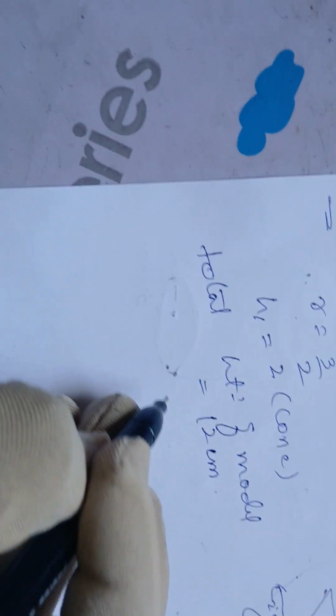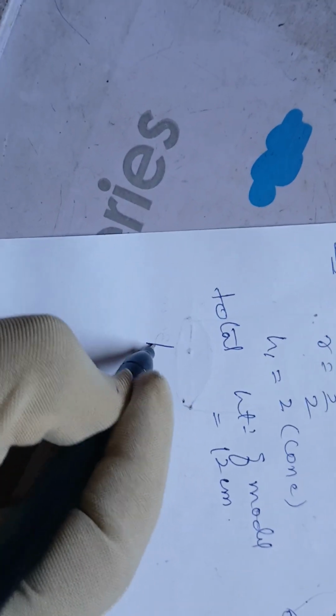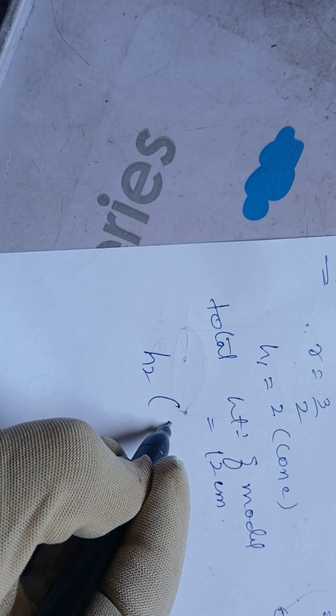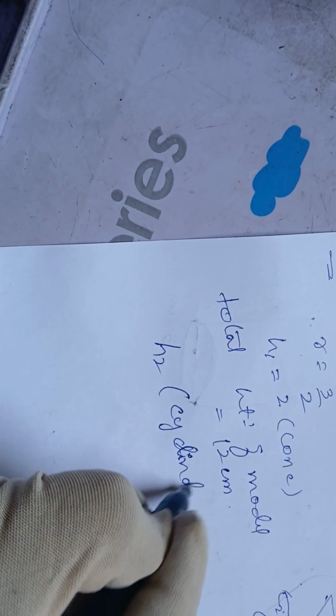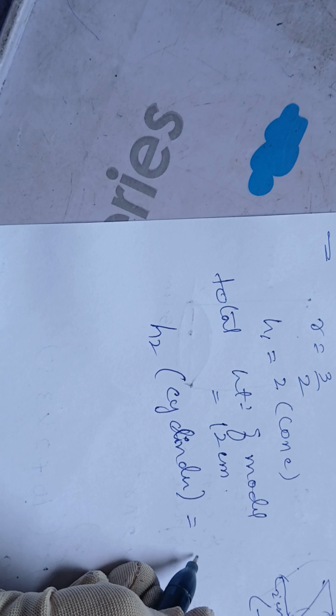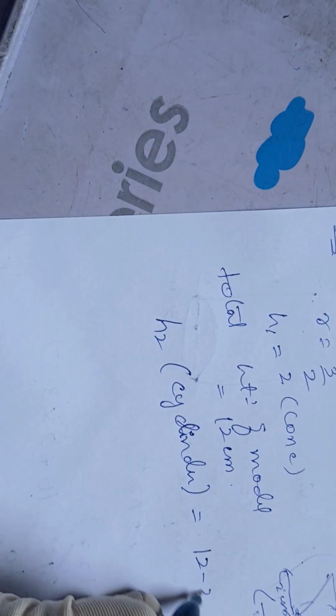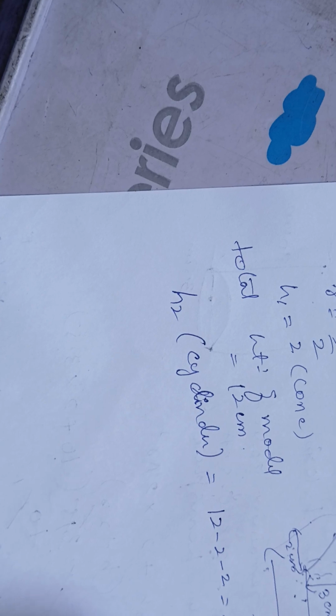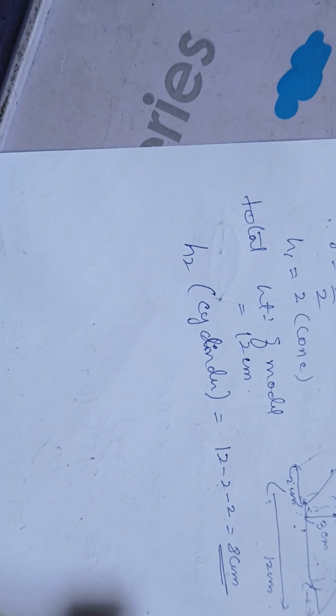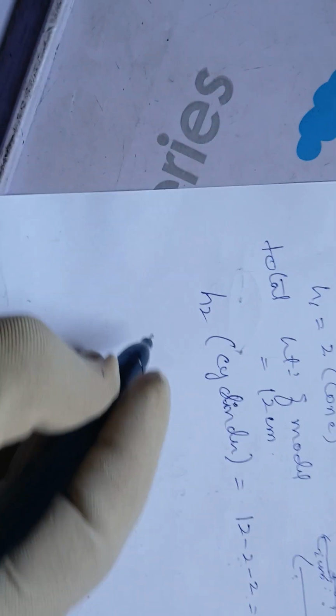So what will we do? We will write H2 is the cylinder height. We will write 12 minus 4, which gives 8 centimeters. 8 centimeters is the height of your cylinder.